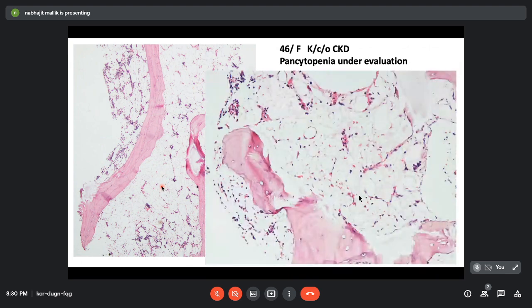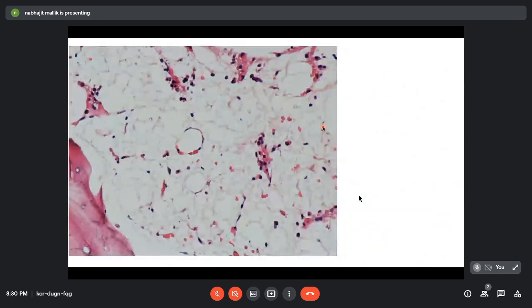And when we take a closer look, we can see that there are these granular elements here. This is not really looking like fat. Here again, we take a much closer look and we can see that there are these granular elements in the bone marrow. The normal cells are not there. The normal fat is also not there.